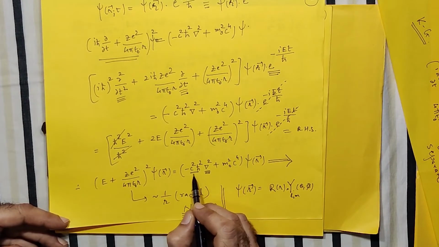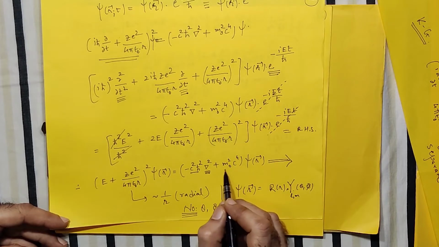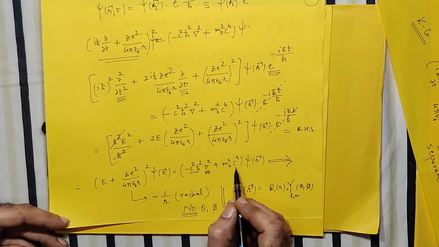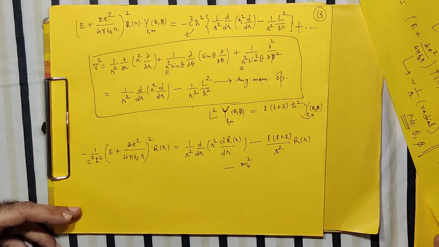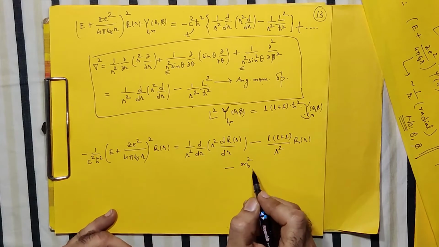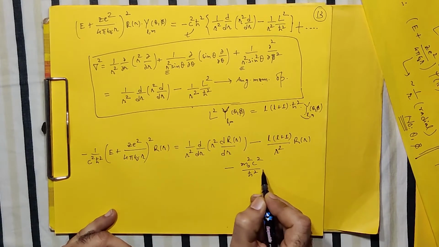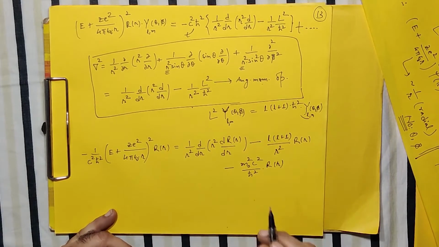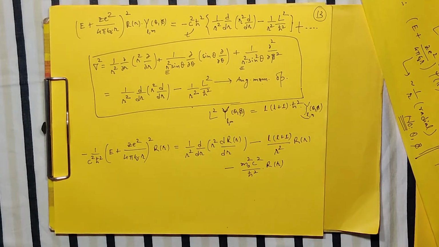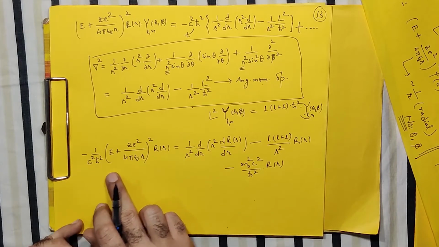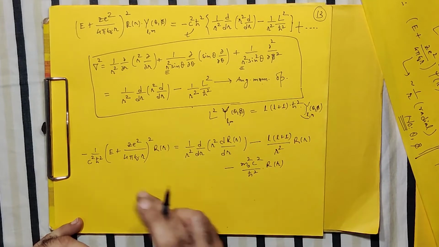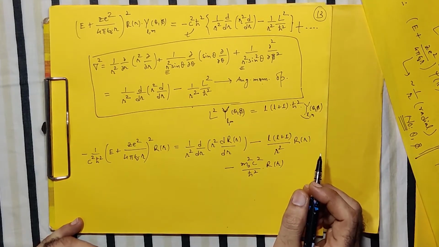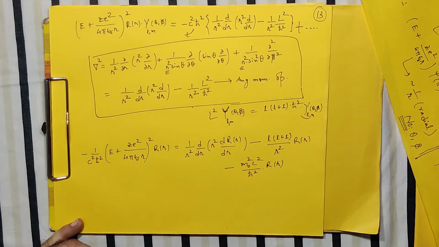But since I have taken c square h cut square common, here h cut square will come in the denominator and there is a reduction of the power. So what I'll write here is m0 square c square upon h cut square and your function capital R. This is nothing but your radial Schrodinger equation. You can see there is nowhere the theta phi part in it. So this equation is known as the radial KG equation or radial relativistic equation.